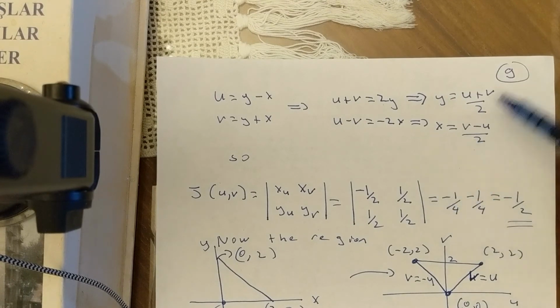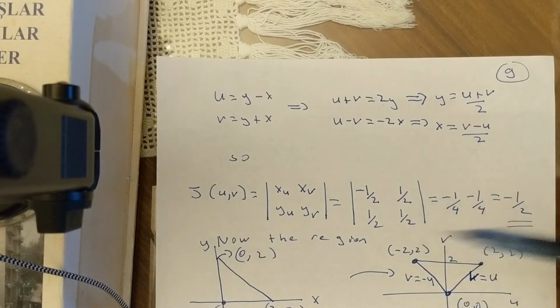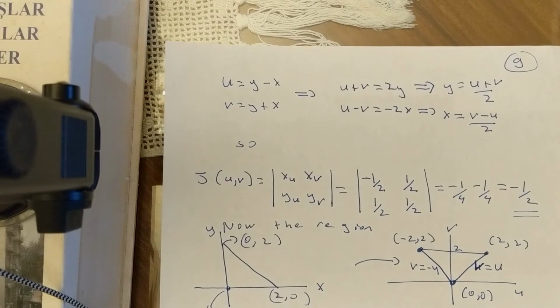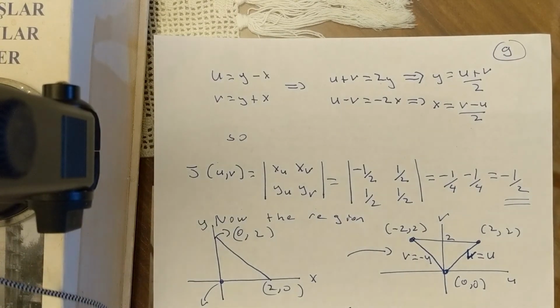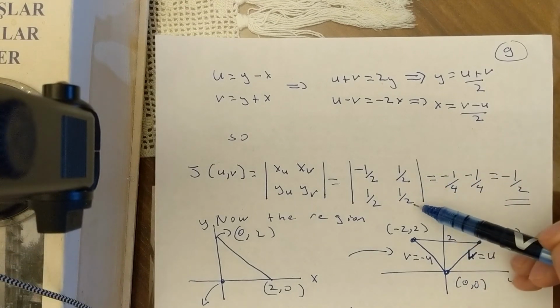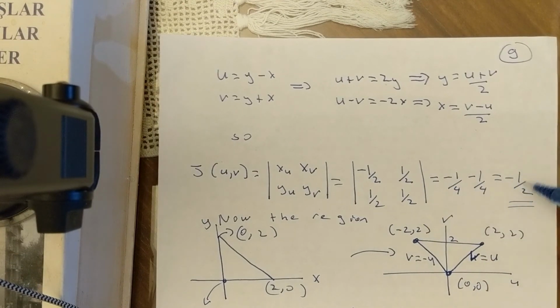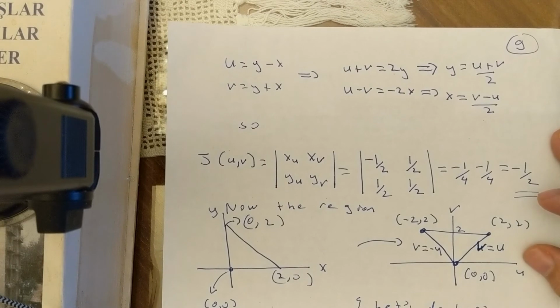Derivative of y with respect to v is again 1/2. So we have this 2 by 2 matrix. Very simple 2 by 2 matrix. So minus 1/4, minus a 1/4. So that's a minus a half basically.